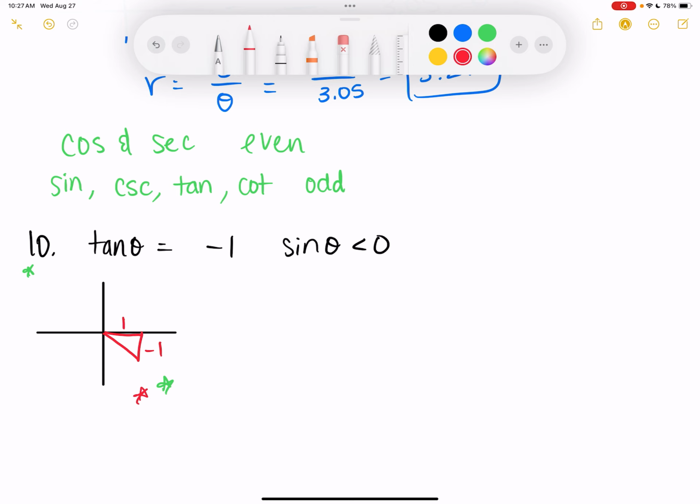You could probably also figure it out with the unit circle, but I would say knowing that it's a special triangle is probably the easiest way to remember it. So then we just need to find all the trig functions for this.